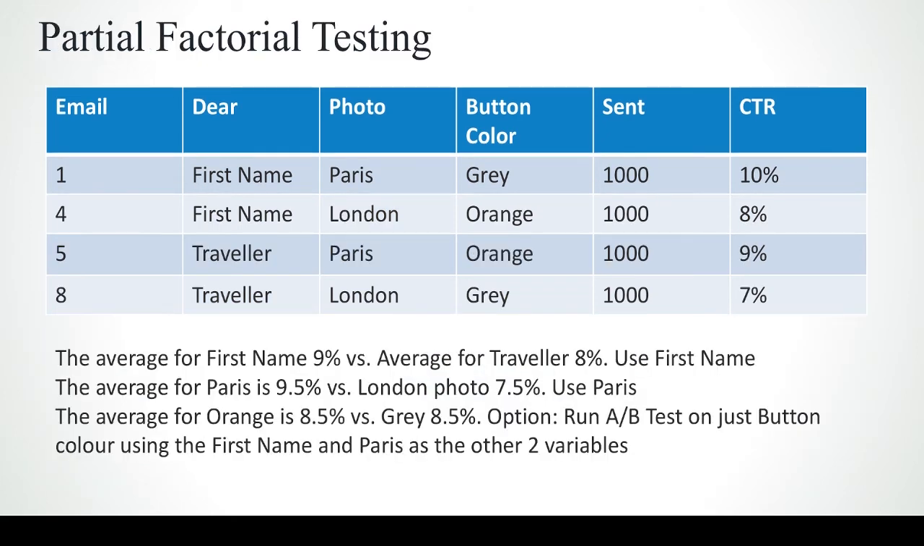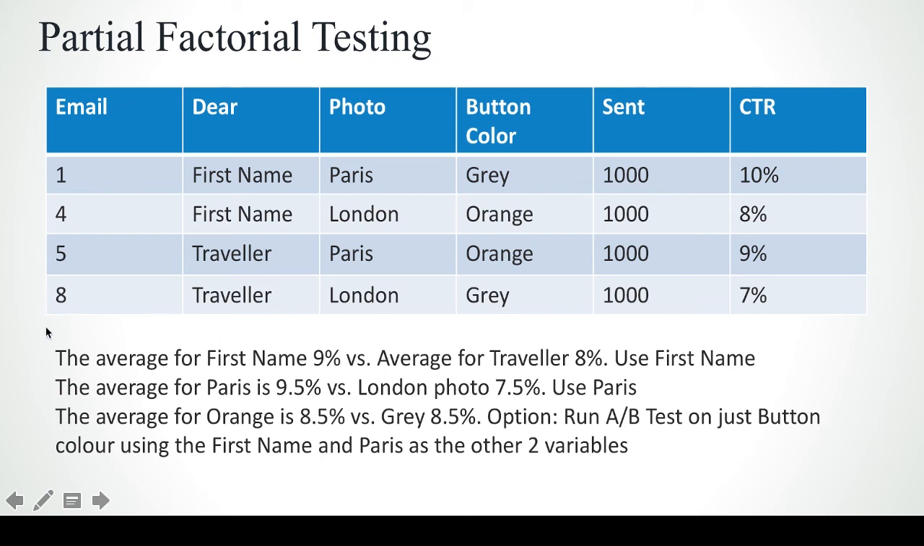On the partial testing, you would not be deploying the whole 8 emails because you may not have a list size large enough to do so. So in this case, you would choose a few different combinations. So you selected first name Paris gray, first name London orange. So you change the orange and the gray and the Paris and London in this case. And you do the same case with the traveler as the dear person.